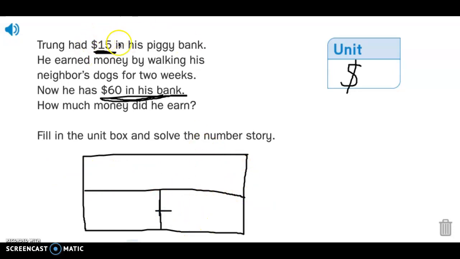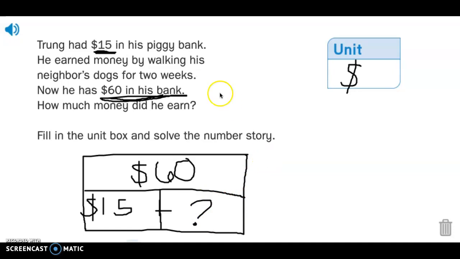So we know part of what he started, right? He started with 15. That's part of what's in the piggy bank. Do we know how much he has total? Yes, he ended with $60. The total goes on top. Do I know how much he earned that added to 15 to get to 60? No, so I put a question mark. How am I ever going to figure this out? Well, this is like saying 60 equals 15 plus our question mark.